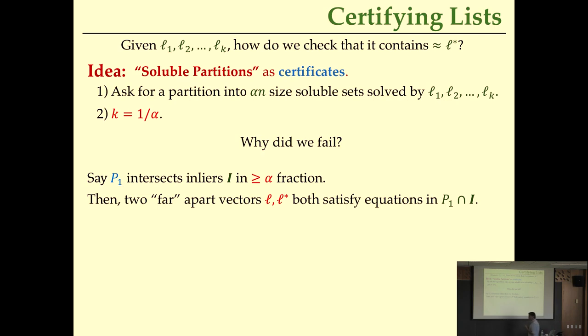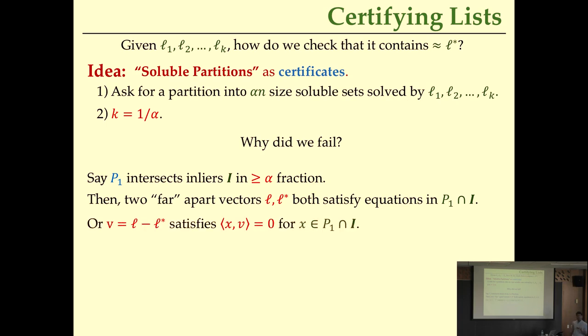We were kind of hopeful that this is a property that will help us. If P1 through PK is the soluble partition into K groups of alpha size each, then we said one of the pieces must intersect the inliers in alpha fraction of the points. And we were hoping that this would help us. So let's say P1 is the piece. But somehow we failed. What does this mean? That P1 is a soluble piece, meaning that there is some vector that satisfies it, let's say L. And the inliers are obviously also a soluble piece, and L star satisfies them. Moreover, P1 intersect I is satisfied by both L and L star.